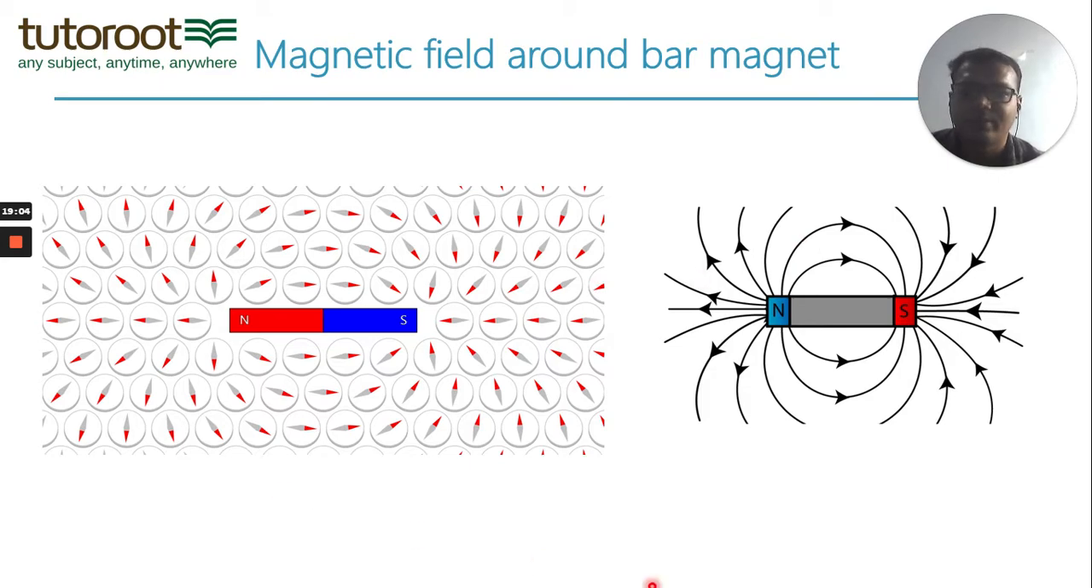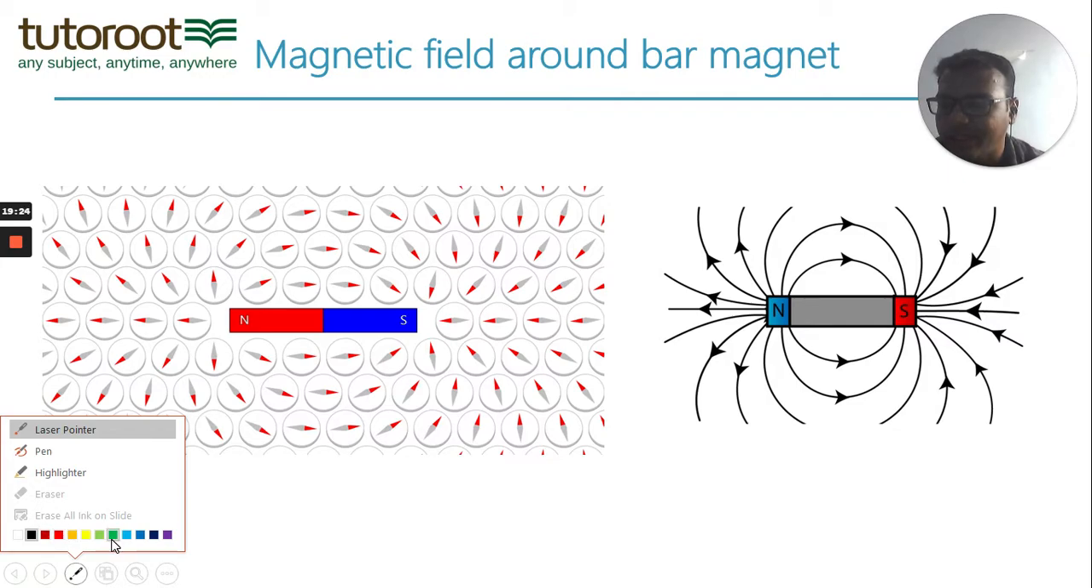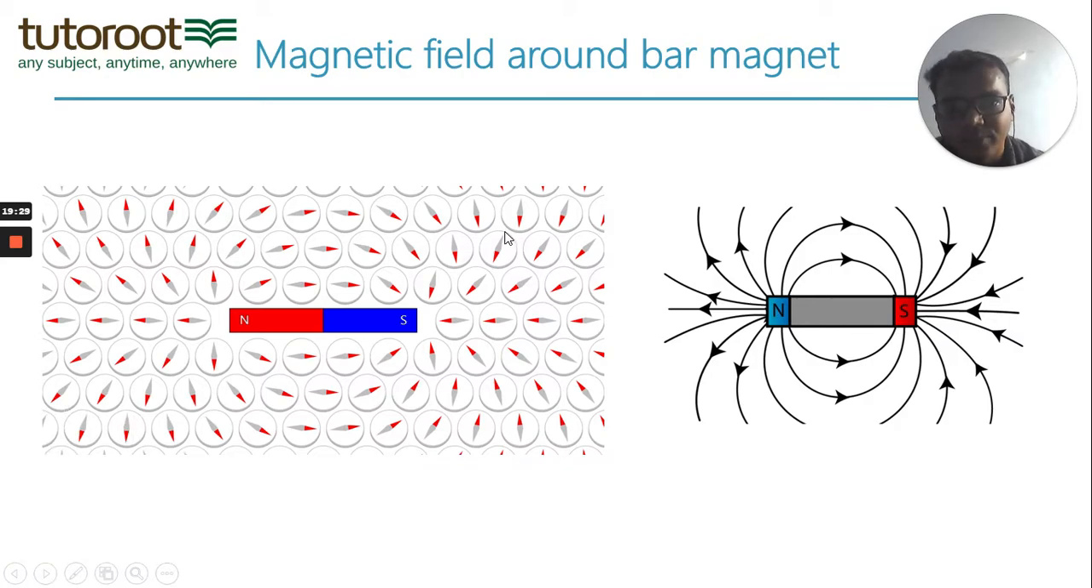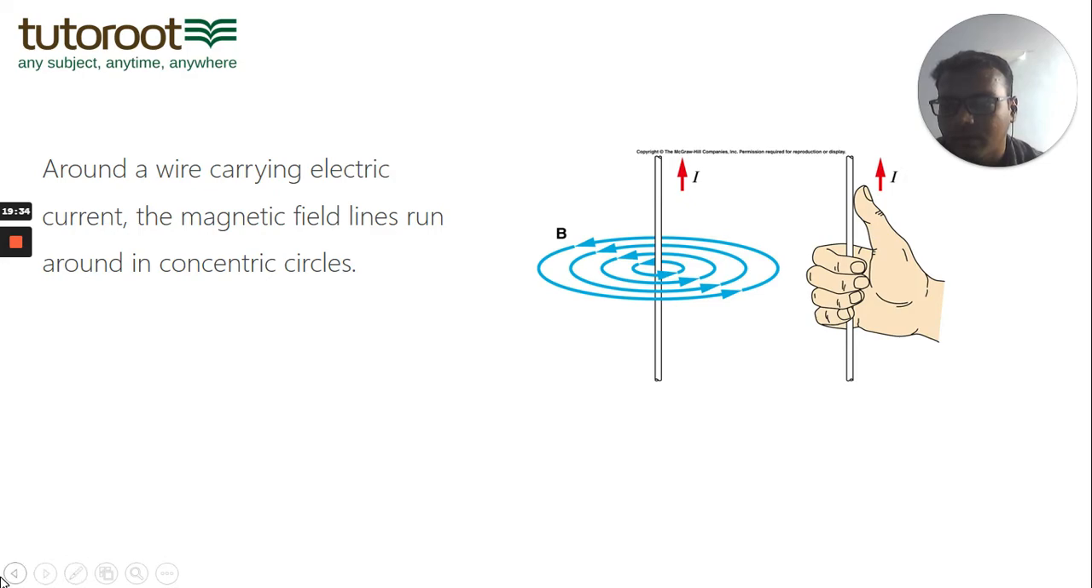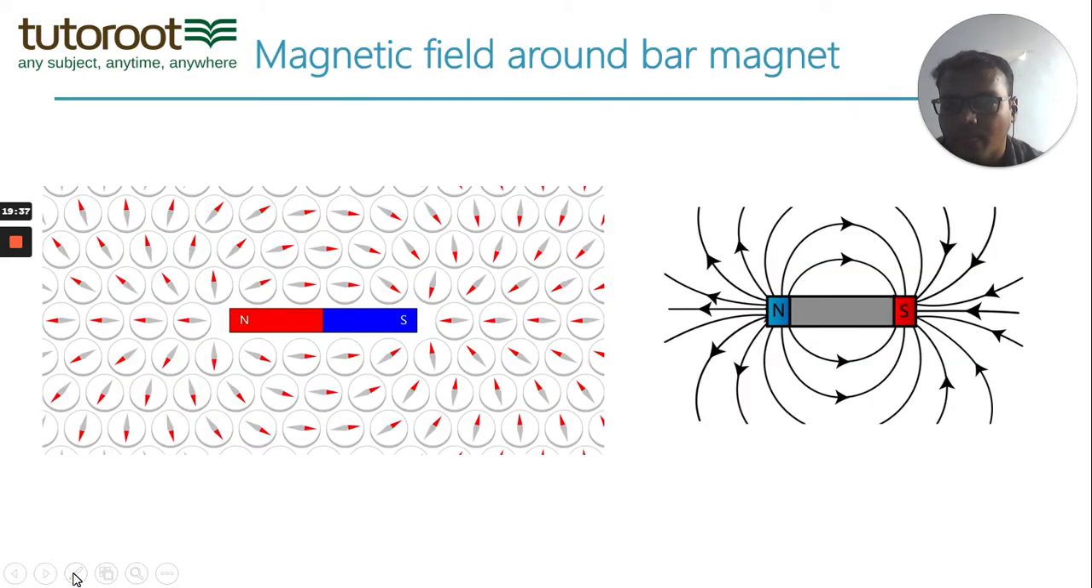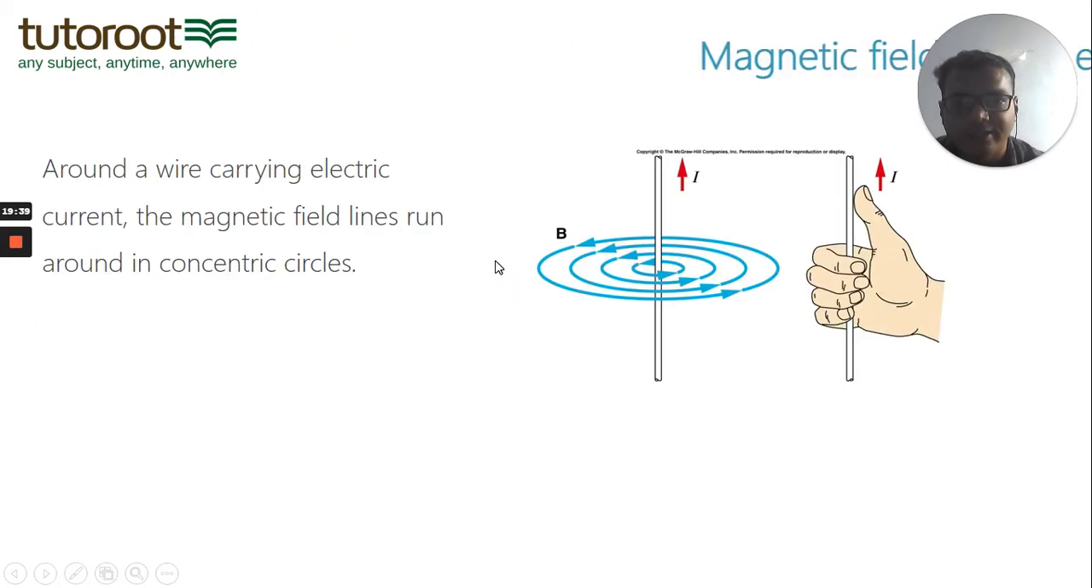So this is the best example of the magnetic field around a bar magnet. Here you can see in the left diagram that there are compasses placed everywhere. Now at each point, the direction of the north will give you the direction of the magnetic field lines. So if I take any one example, let's say I take this. So at this point the magnetic field line is in this direction.